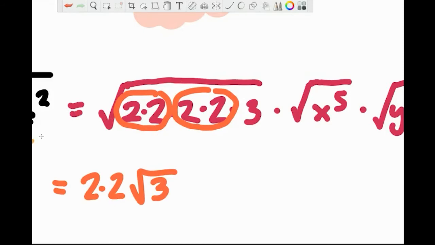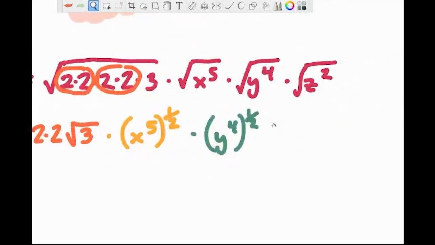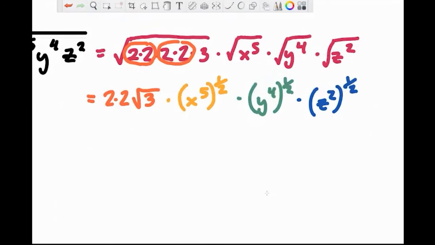This square root of x right here, what I'm going to do for that one is actually just write it as x to the 5th to the 1/2 power. We're going to simplify that out in just a second. The y to the 4th is going to be raised to the 1/2 power. And then the z squared is also raised to the 1/2 power. Are there any questions on what I've done so far?